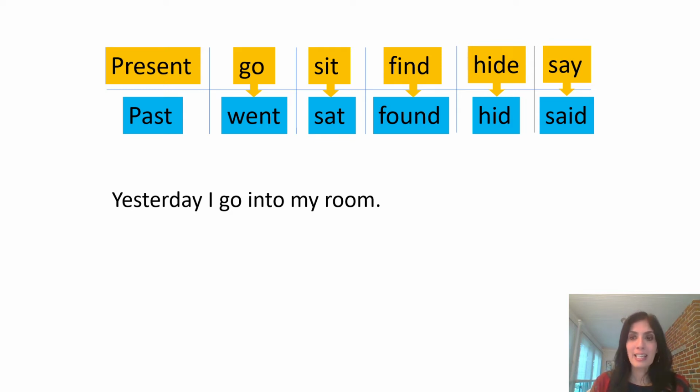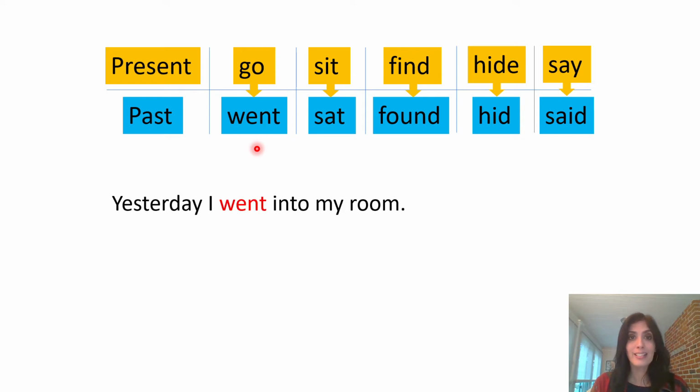Now let's take a look at this first sentence. This first sentence says, "Yesterday I go into my room." Well, if this clue word here says yesterday, then that means that it happened in the past. So I can look at my chart here, and it tells me that the present is go, but past, I should have said went. So I need to actually change this sentence so that my verb happens in the past. So instead of "Yesterday, I go into my room," I need to use this word went. Take a look. "Yesterday, I went into my room."